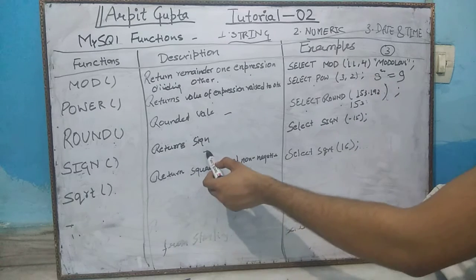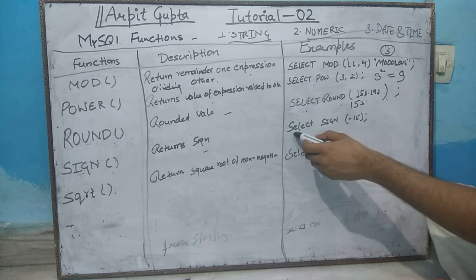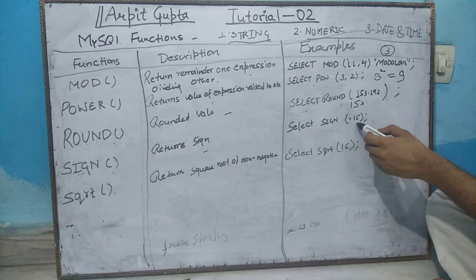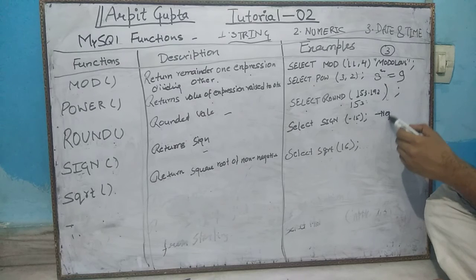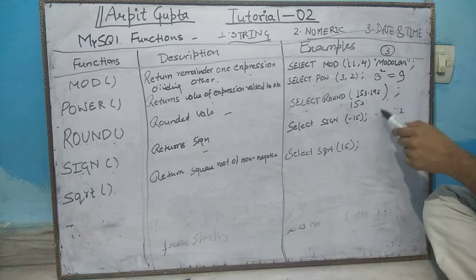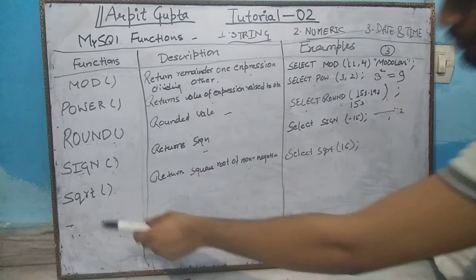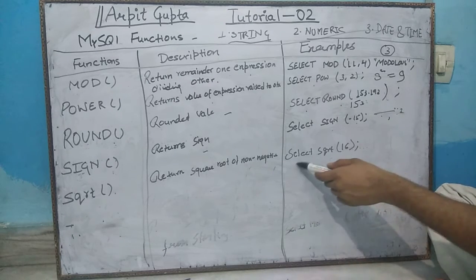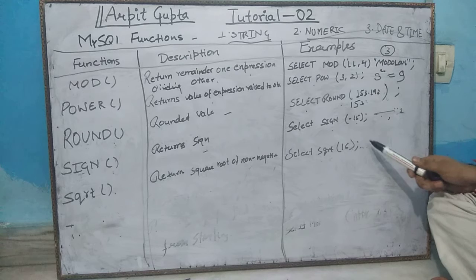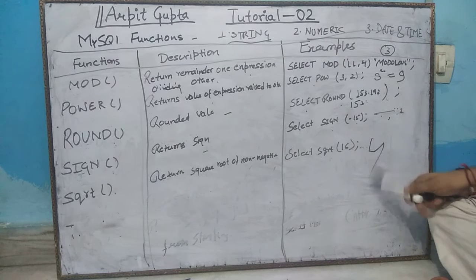Sign returns the sign of a value. For example, select sign -15. It is negative, so it will give negative, that is minus. SQRT returns the square root of a non-negative number. For example, select SQRT 16. It will give output as 4.